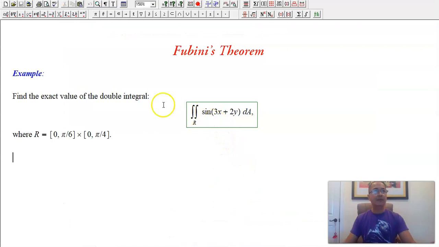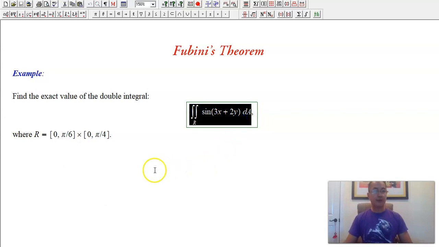All right, so here we go. We want to find the exact value of the double integral over R of the function sine of 3x plus 2y dA. Our rectangle R is from 0 to pi over 6 along x and from 0 to pi over 4 along y. All right, so let's set up both versions. We will only compute it in one way, but let's set it up in both versions.